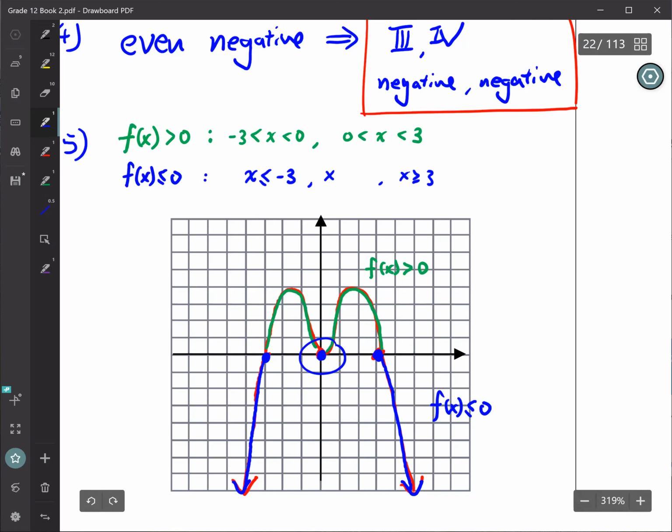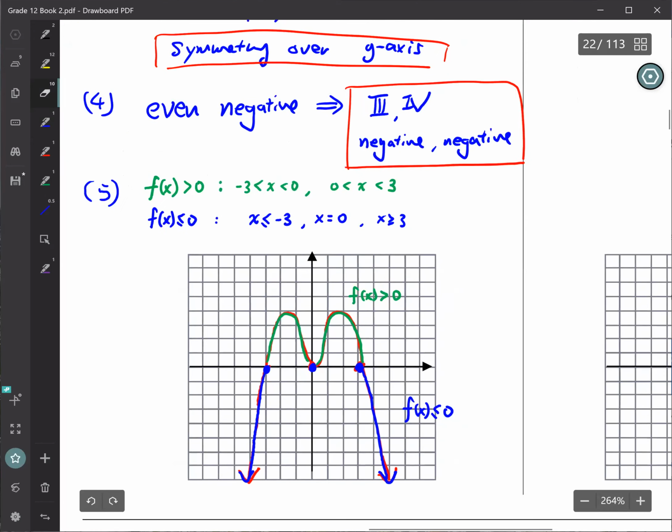Middle will be this one, right? The dot. So that one, what would you say? 0, right? It's just a single dot, so you can just say x equals 0. So these 3 answers tell us where on the graph we have the graph below the x-axis and also touching the x-axis. Any questions?